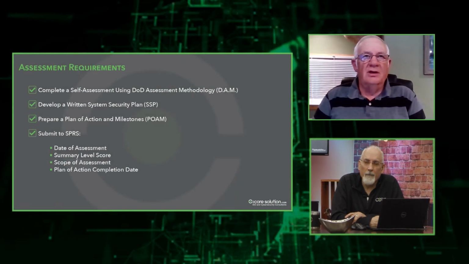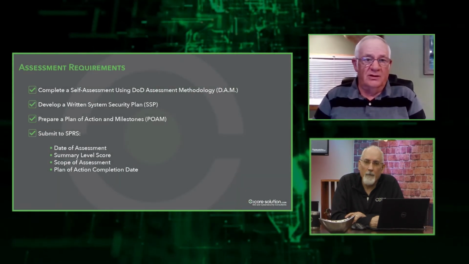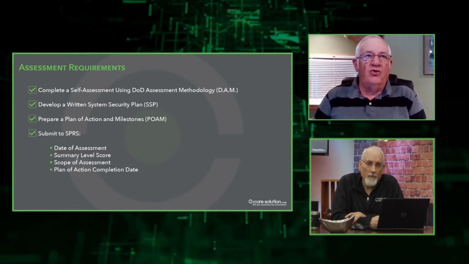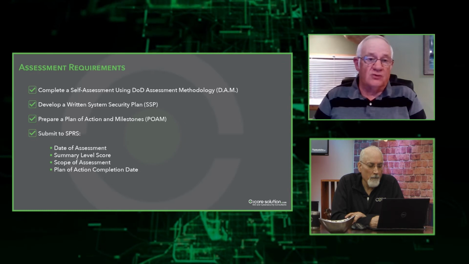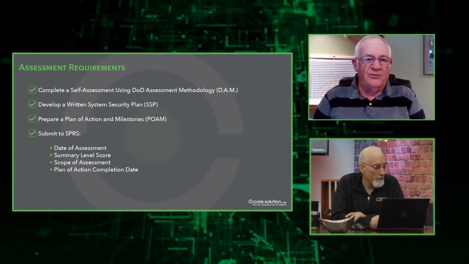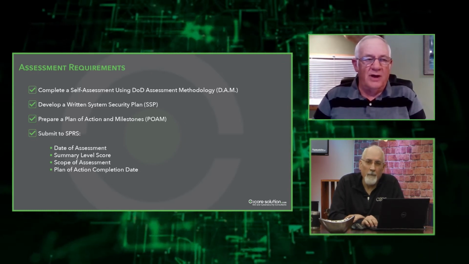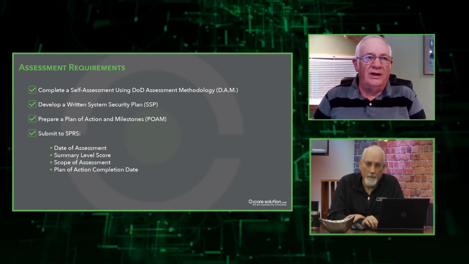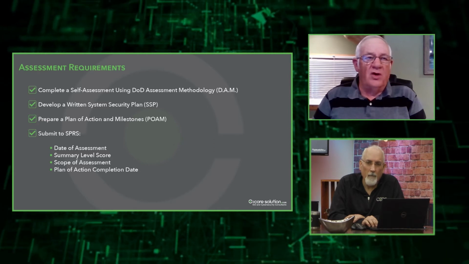to the SPRS database. So let's talk a bit about the information required to submit. What do you have to do to submit the information? There's just a couple of pieces of information that you need to submit. One is that score we just got done talking about. The other is the date that you plan to get all of the controls in place. As you went through and did your POAM, plan of action and milestones, the further out date is what you would put in there for when you will meet that score of 110.